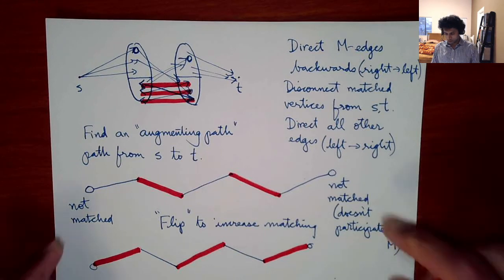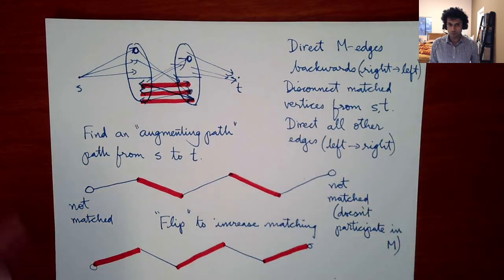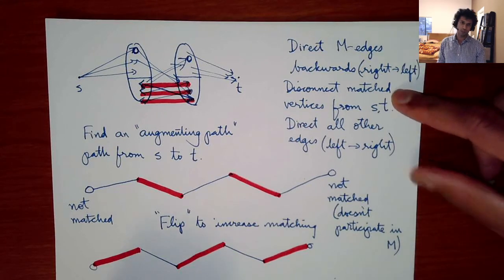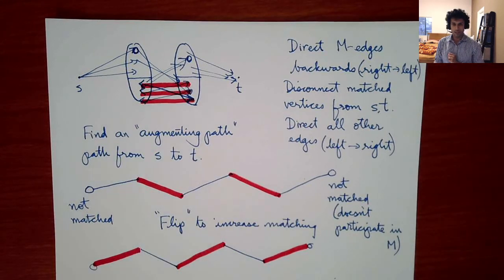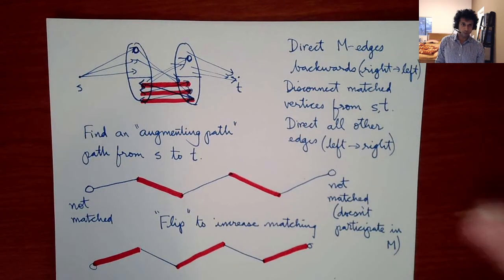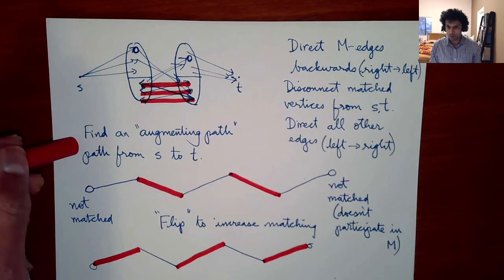So when you do this flip, you can increase the matching, and then you can just keep repeating this procedure. Now you have a new M, you go ahead and direct the M edges backwards, disconnect the matched vertices from S and T, direct all the other edges left to right, forward, and you repeat this process. How do you find an augmenting path?